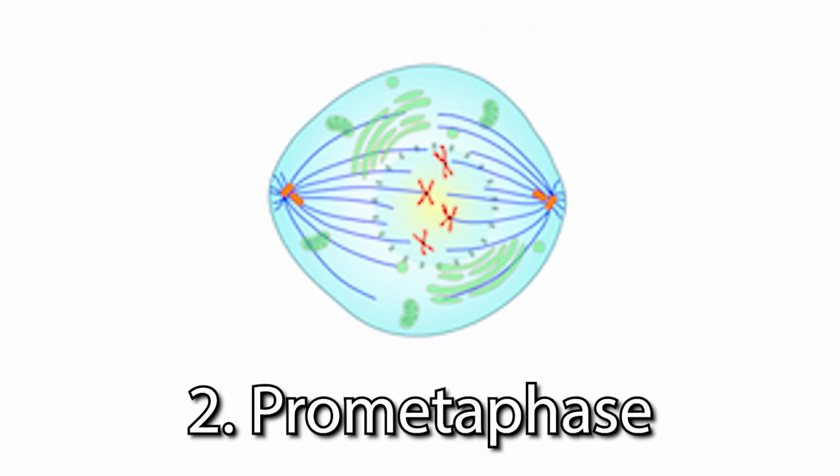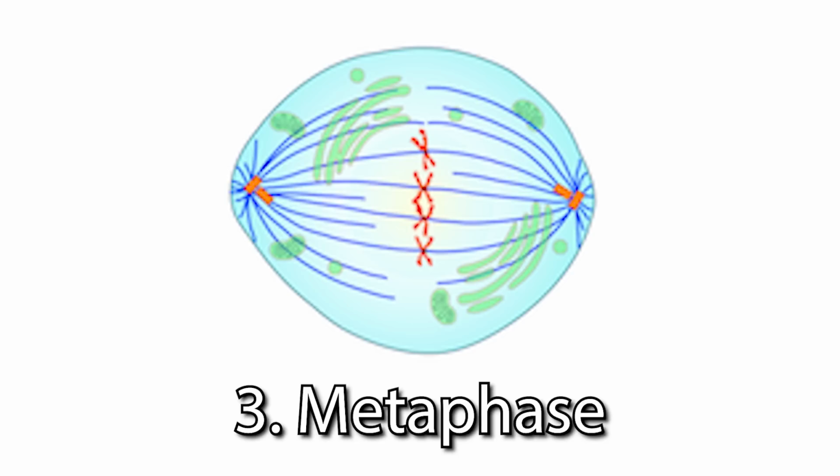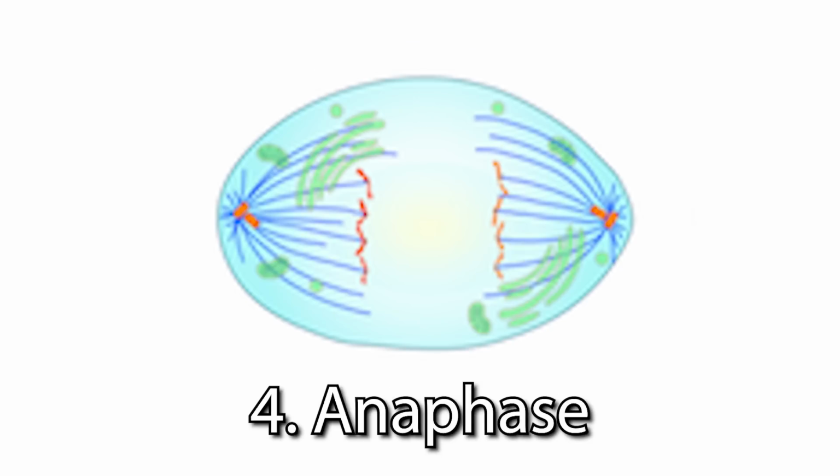Prometaphase is when the nuclear envelope fragments, and the mitotic spindles begin connecting to the centers of the chromosomes at a site called the kinetochore. Metaphase is when all the chromosomes line up along the equator of the cell. Anaphase is when the sister chromatids separate and begin being pulled to opposite poles of the cell.